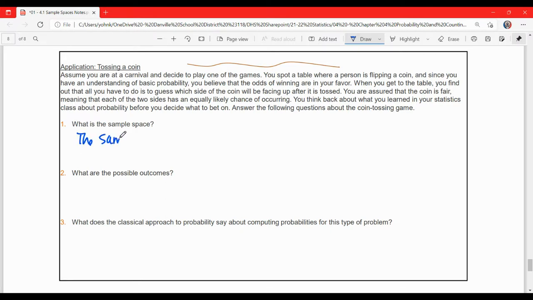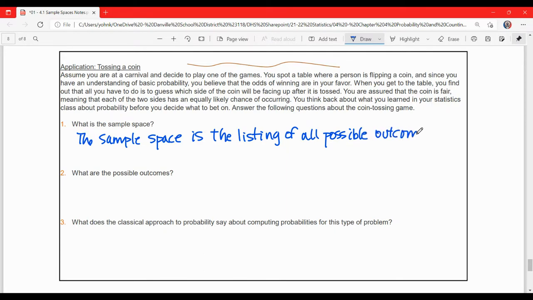So the sample space is the listing of all possible outcomes of the coin toss. So part two asks us to actually list the possible outcomes, and the possible outcomes are heads or tails. There are two possible outcomes, heads or tails.